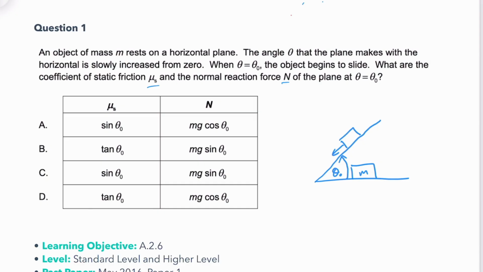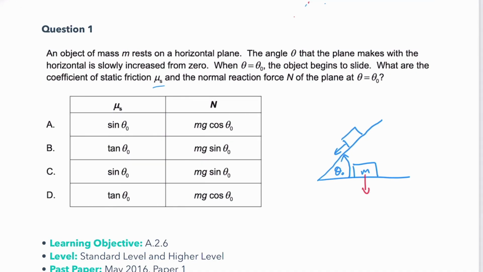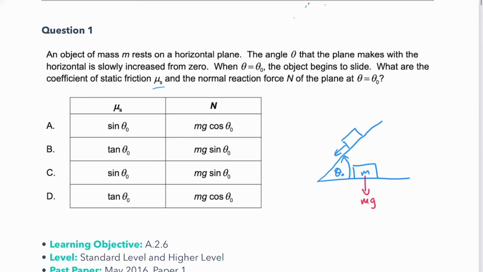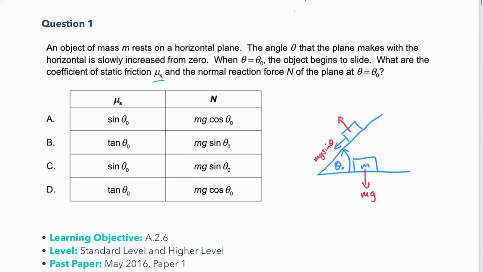Let's look at some forces. The weight of this object is mg. The component of force down the slope is mg sine theta. The component of force perpendicular to the slope is mg cos theta. Oh, right, that's the normal force, isn't it? So the normal force, reaction force, is mg cos theta. So it's not B or C, it's A or D.